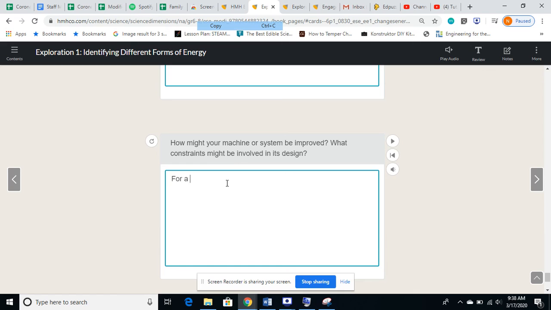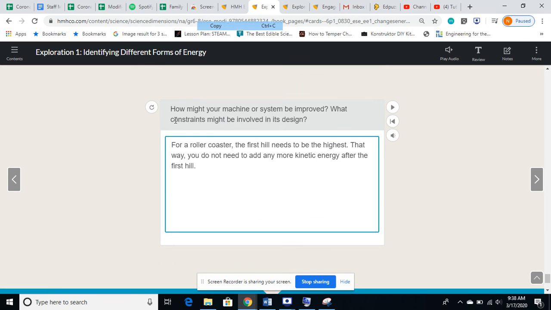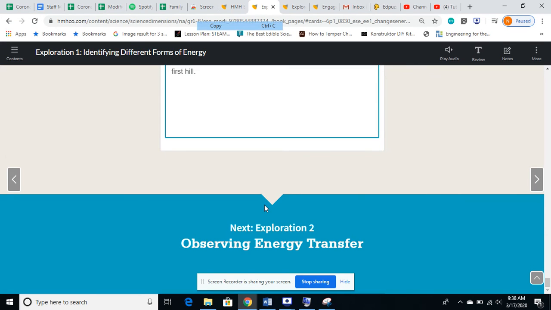So for a roller coaster, the first hill needs to be the highest. You do not need to add any more kinetic energy after. That's for us to save money, and money is always a constraint.